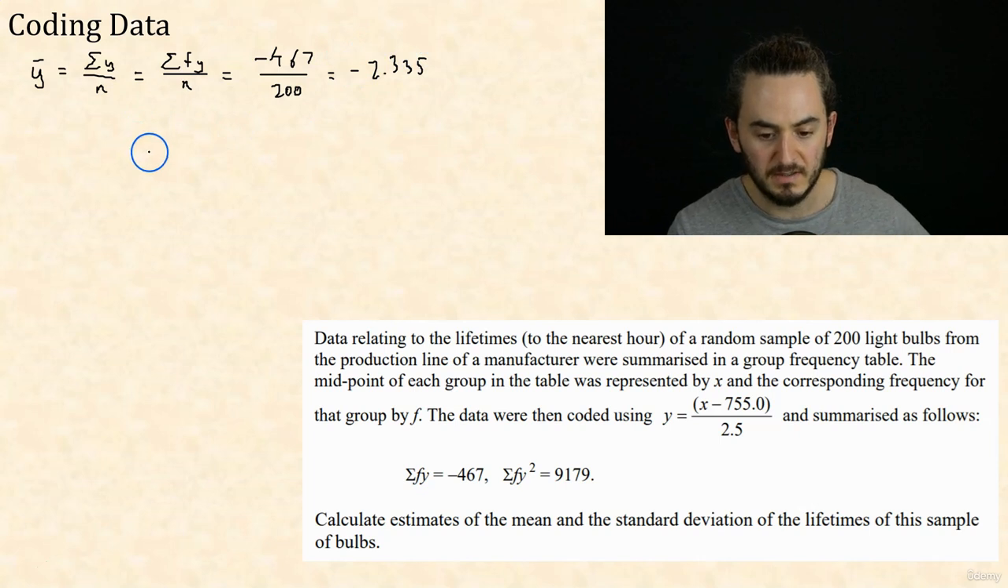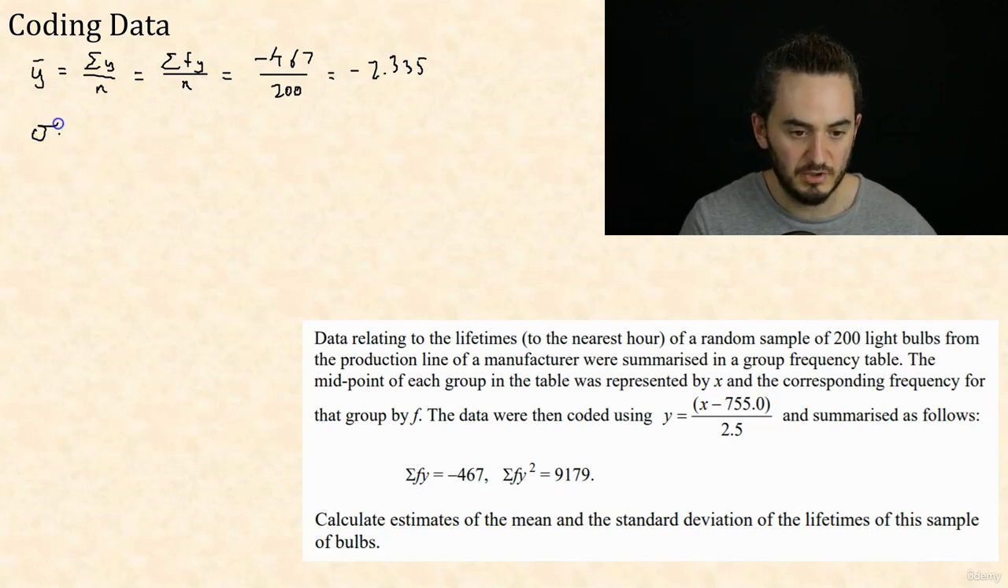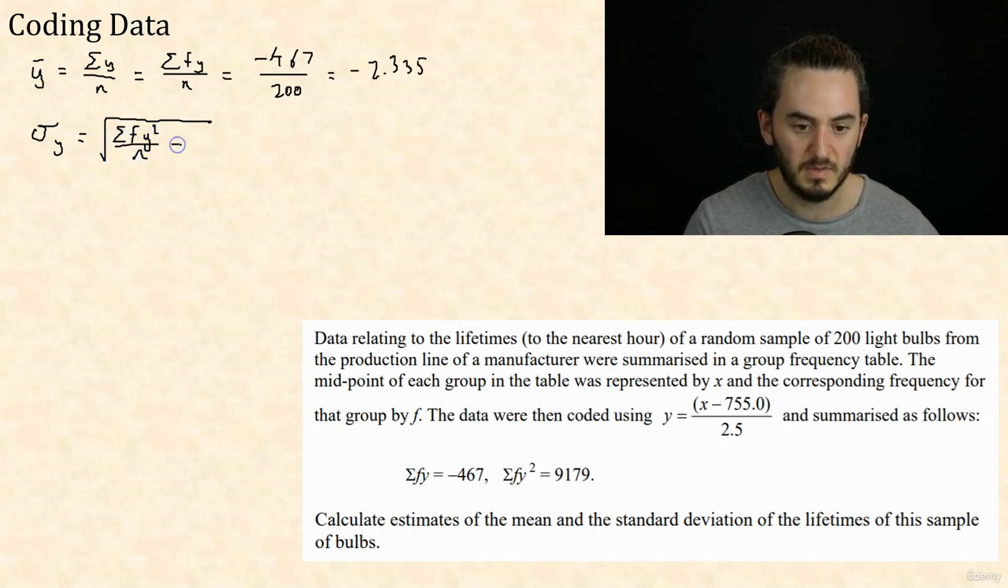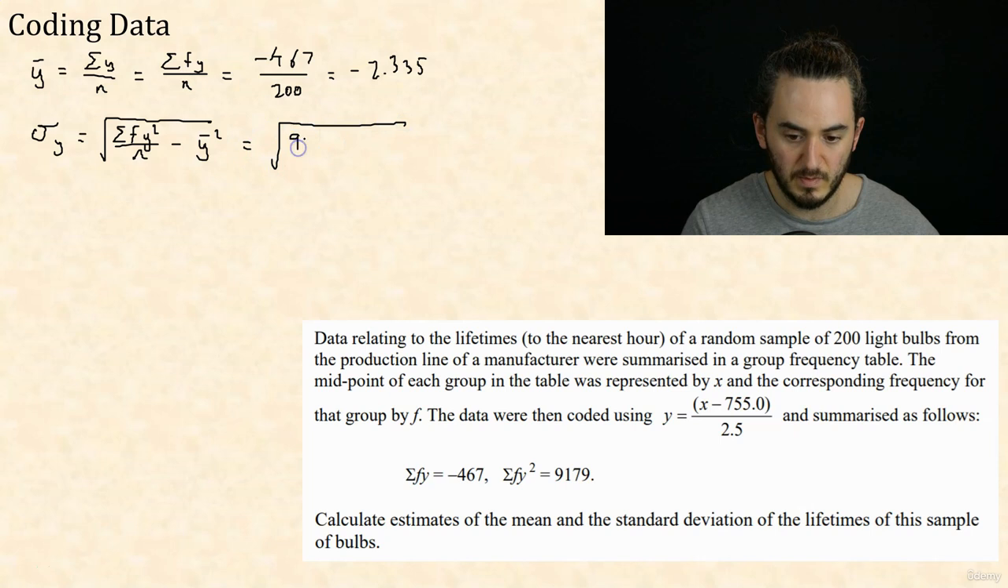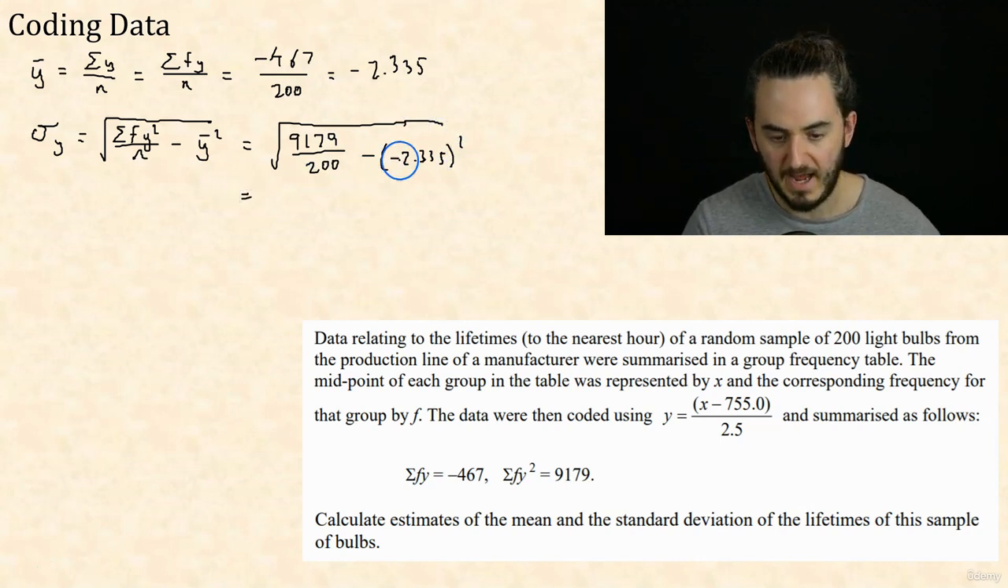Now what about the standard deviation of y? Well, the standard deviation of y is the square root of the sum of the squared y's, or the sum of the frequency times y squared if it's come from a frequency table, divided by n, minus the mean of y squared. So that's going to be this value given in the question, 9,179, divided by 200, because there are 200 of them, minus our answer for the mean squared. It's a negative number squared, so it's going to go positive. So make sure you don't, by accident, add it here.